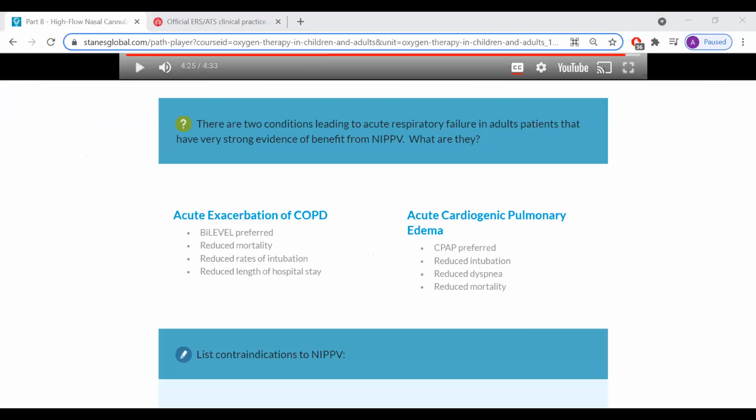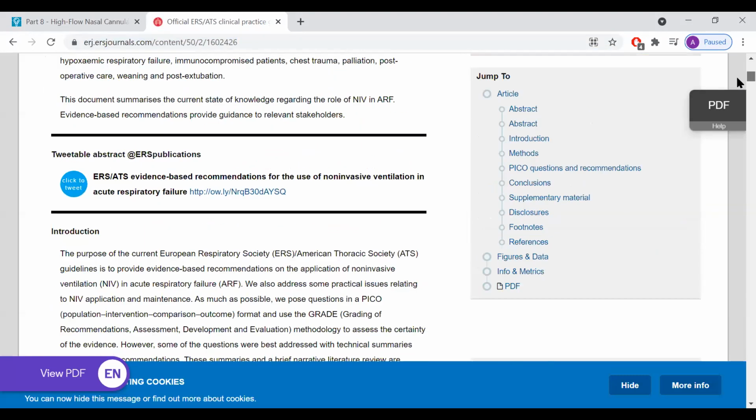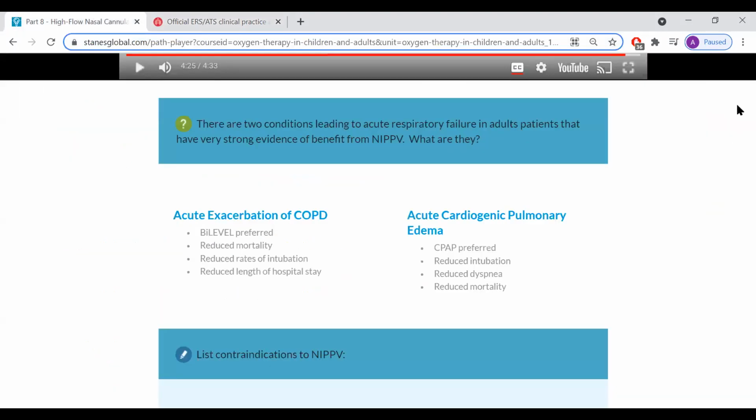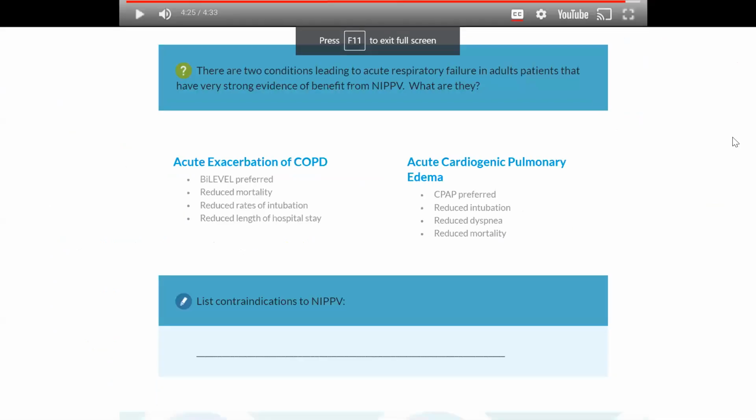As you can see on the left, for COPD, BiPAP is preferred, and that will reduce mortality, the rate of intubation, and the hospital stay. And I think that's all we are looking for. For cardiogenic pulmonary edema, CPAP is preferred, so that will reduce intubation, dyspnea, and mortality. We see these patients, they are very common, even in our setting: people with COPD and people with pulmonary edema of cardiac origin. So keep this in mind.